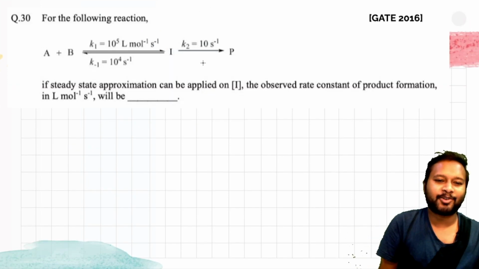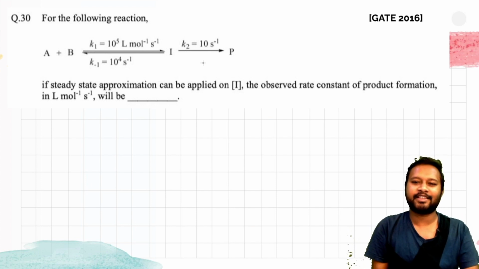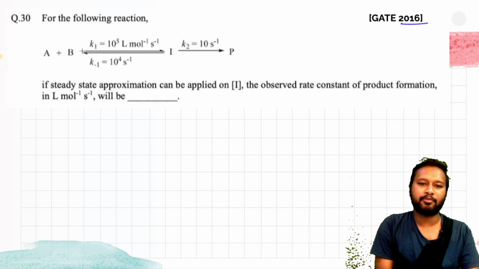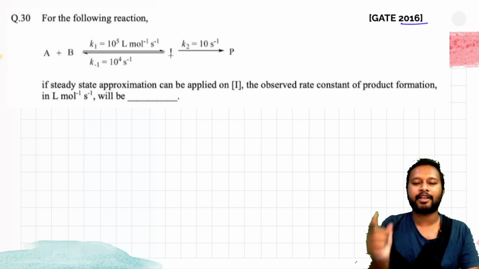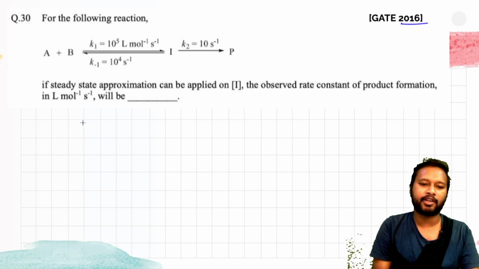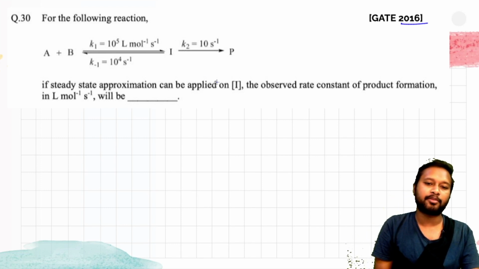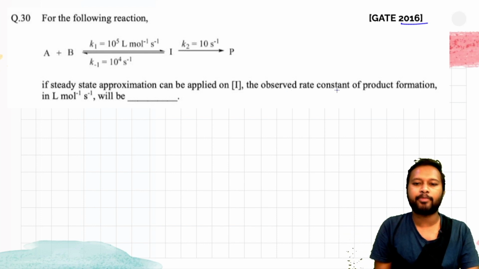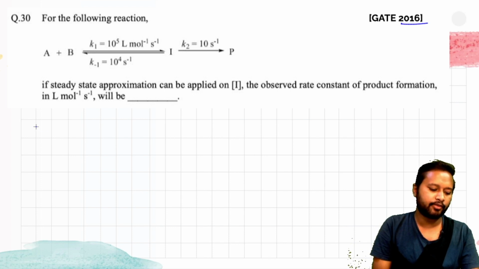All right, let's talk about this question here. It was first of all asked in GATE 2016 exam, and it says that in a reaction where A and B are reacting to give a certain intermediate through an equilibrium reaction, K1 and K minus 1 are given, and that intermediate is getting converted into product with some rate constant K2. If the steady state approximation can be applied on the intermediate, the observed rate constant of the product formation in liter per mole per second is. Let's try to do this.